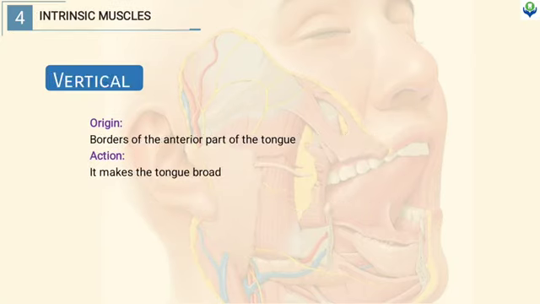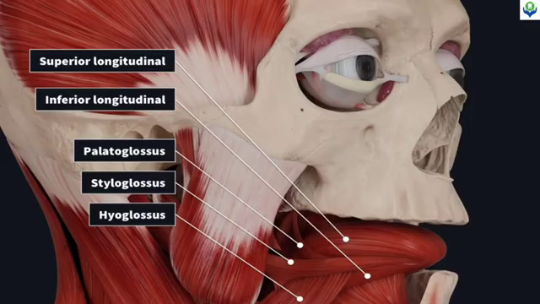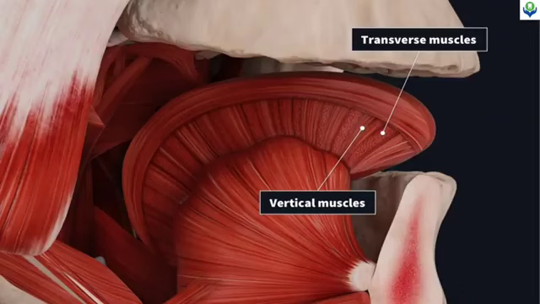The vertical muscle. It originates from the border of the anterior part of the tongue and it makes the tongue broad. So here's the picture showing the superior longitudinal muscle and the inferior longitudinal muscle. In this picture, we get to see the transverse muscle and the vertical muscles.